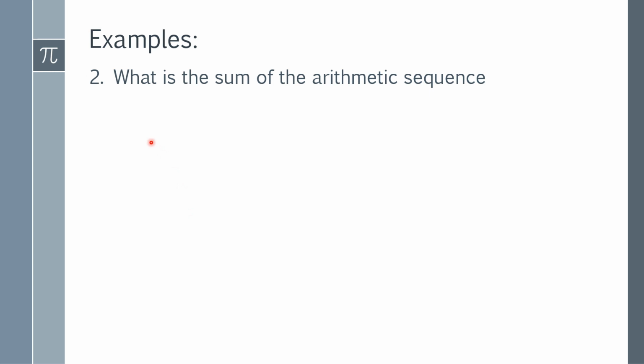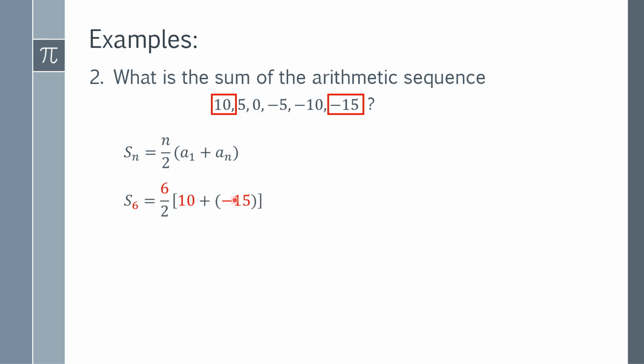Number 2. What is the sum of the arithmetic sequence 10, 5, 0, negative 5, negative 10, negative 15? The first term and the last term are also given, so we can still use formula 1. So S sub n equals n over 2 times the quantity of a sub 1 plus a sub n. So let us now substitute. We have 6 terms, so our n is 6. Our first term is 10 and our last term is negative 15.